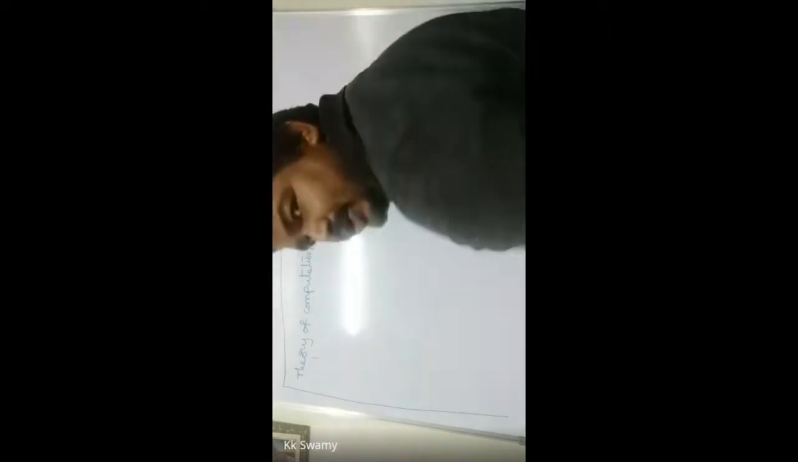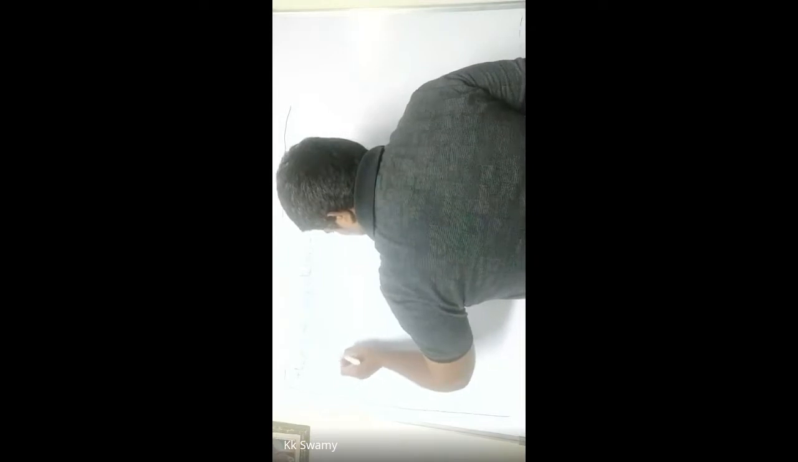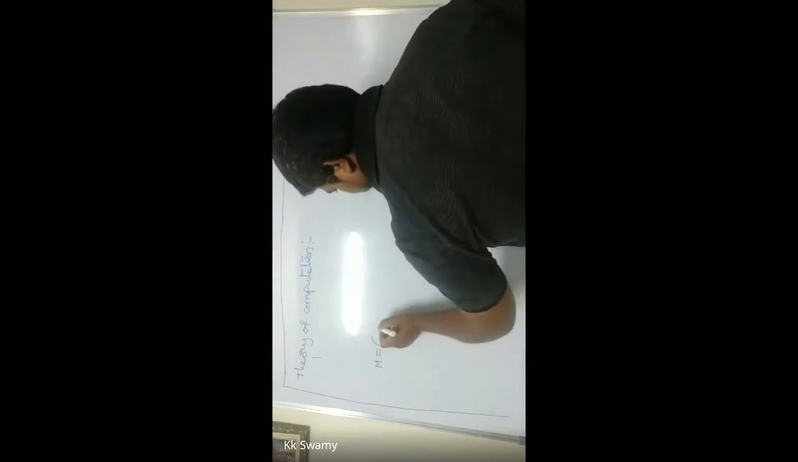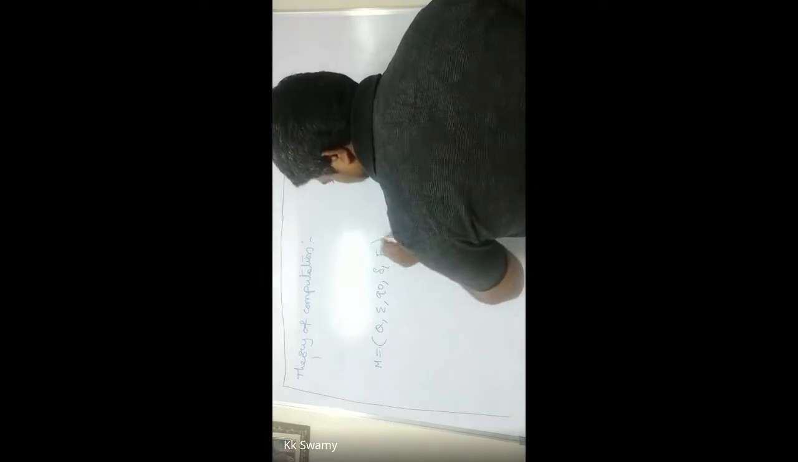Now first, finite automata. If you take any finite automata, either NFA or DFA, everything can be represented by the 5-tuple notation. The finite automata, machine M, can be defined by using the 5-tuple notation. What are the 5-tuple notation? Q, sigma, Q naught, delta, and F.